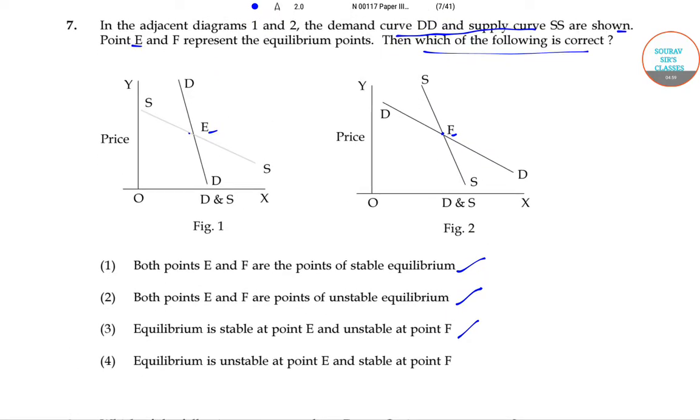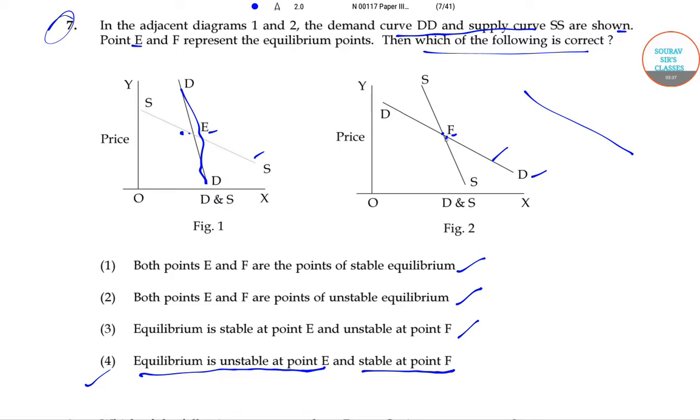So for question number 7, how do we know which one is stable and which one is unstable? For this we just have to remember one thing: whenever the demand curve is flatter, which is the case here, we call it stable, and whenever the demand curve is steeper as compared to the supply curve, we call it unstable. So for question number 7 the right answer is 4, that is, equilibrium is unstable at point E and equilibrium is stable at point F.